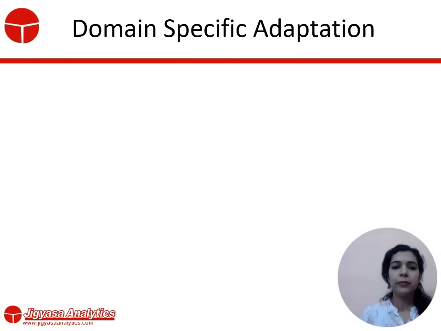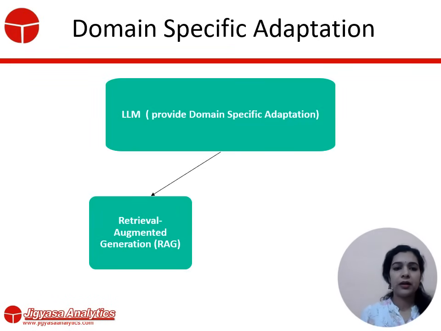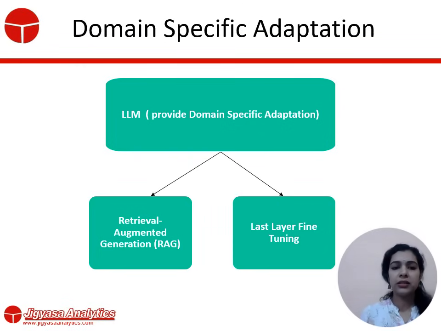To make LLMs truly effective for specialized domains, we need adaptation strategies. Two methods that we have experimented with are RAG, retrieval augmented generation, and last layer fine-tuning. RAG I have discussed in the earlier part of the presentation. Last layer fine-tuning I will discuss on the next slide.